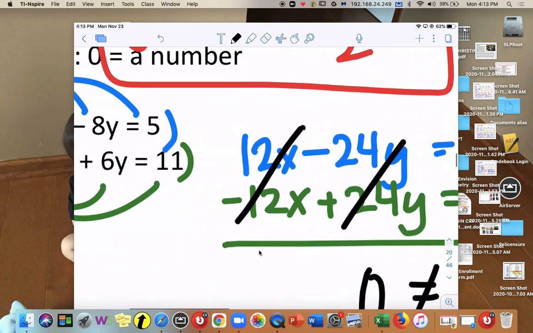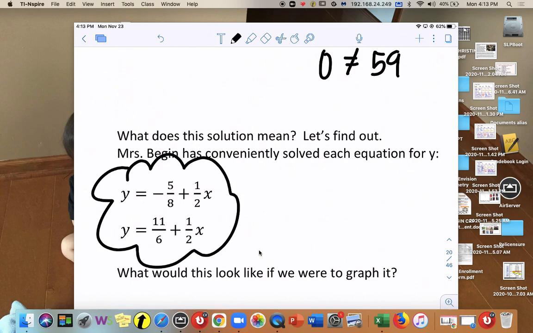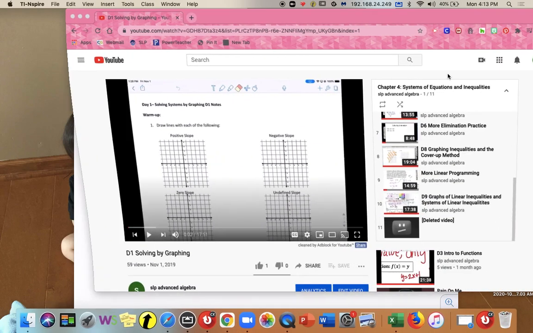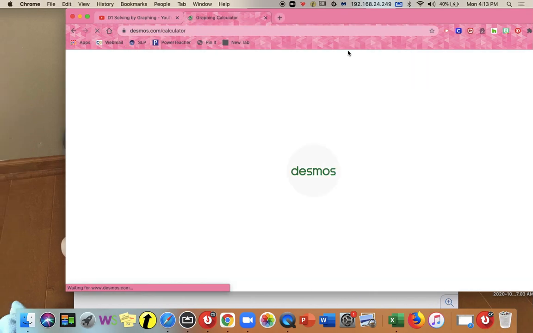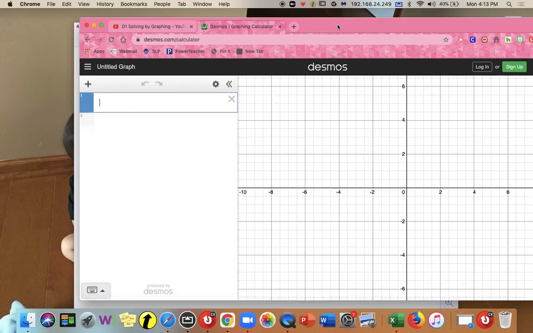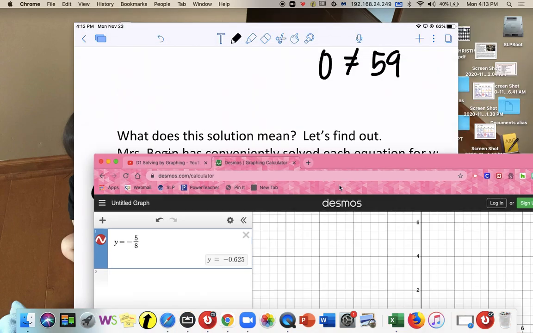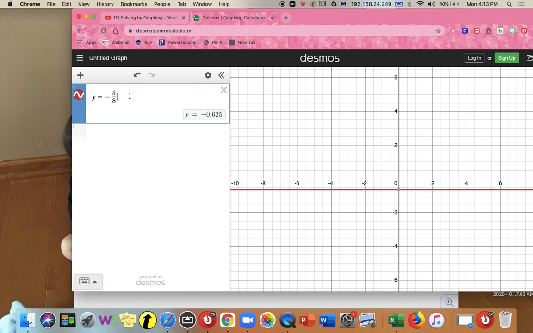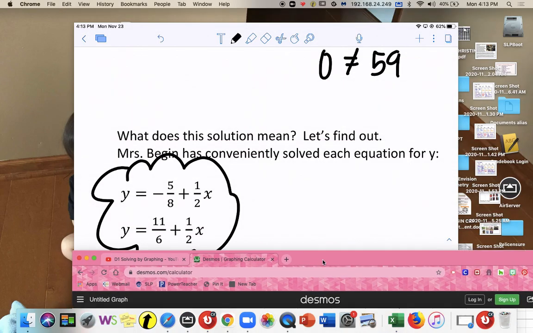Again, I'm going to solve each equation for y, so I showed you that, but without showing you all the steps, here's the answer. So if I solve each one for y, here are the equations. So it's the same equations, just solve for y. I'm going to type them into Desmos so you can see what that looks like. Okay, so the first equation, if we type that in, we get y equals negative 5/6 plus 1/2 x. Okay, so there's that line. Let's graph the other one and see what that looks like. And again, we're looking for where do the lines cross. That's the solution.